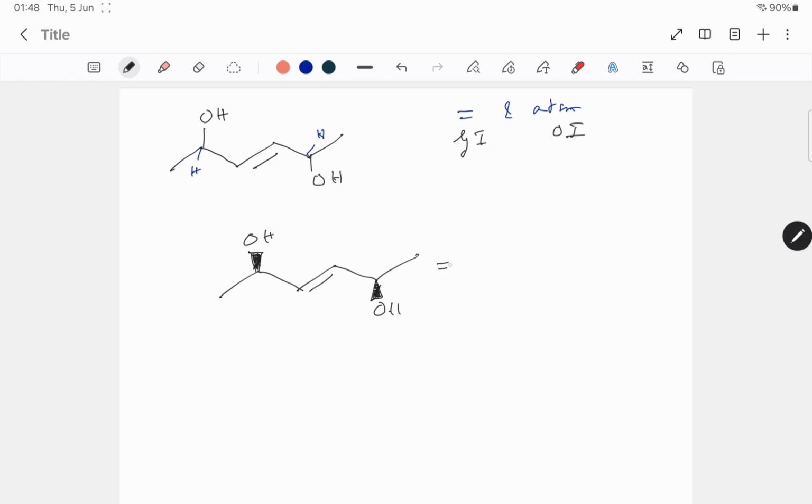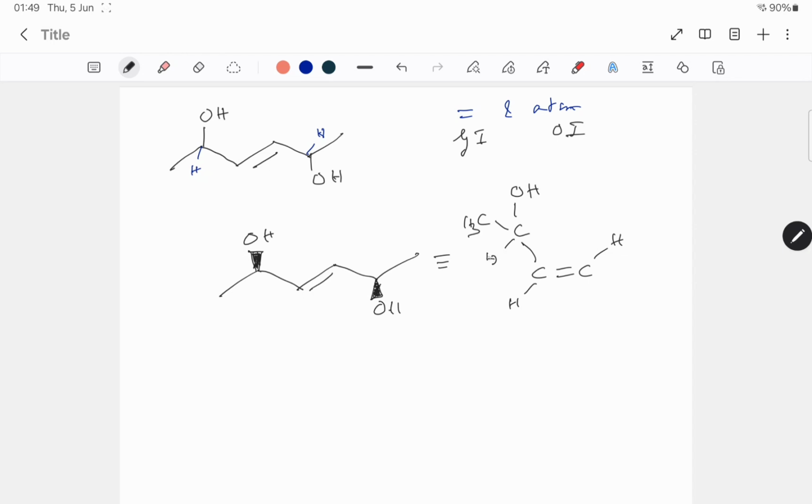Now let us consider the actual skeleton. It will become easier for you if you consider the skeleton. After all, you are in class 11 or 12, so it may be difficult for you. So if I consider this carbon and this carbon, for this carbon and this carbon, the two OH are on the same side. Same side means both are above the plane. Both are above the plane in this case. That means we have it like this.